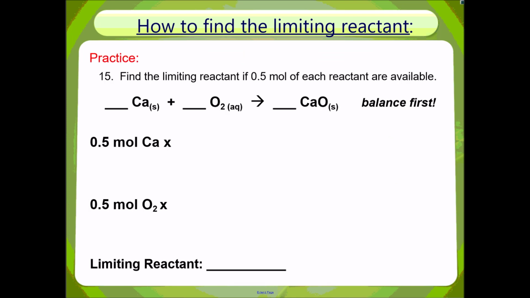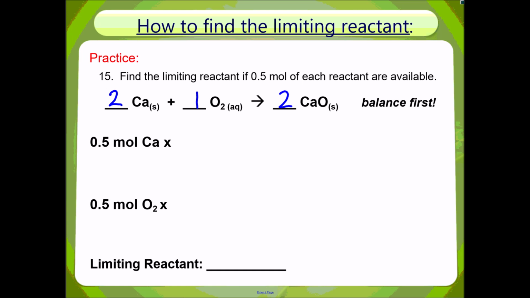Let's look at a practice problem. Find the limiting reactant if 0.5 moles of each reactants are available. Once the equation is balanced, you will write down the given of each reactant.